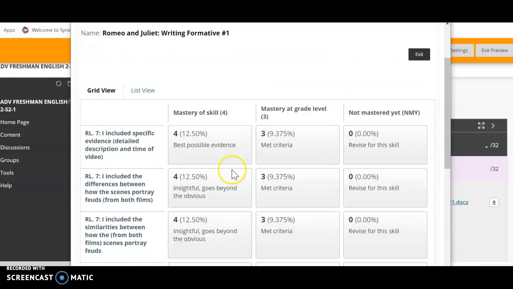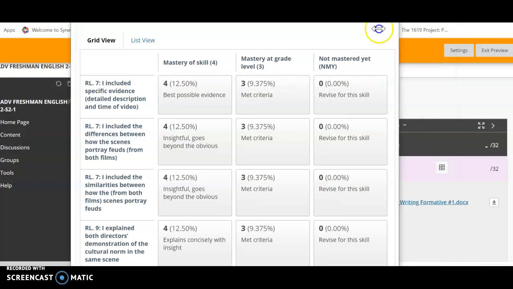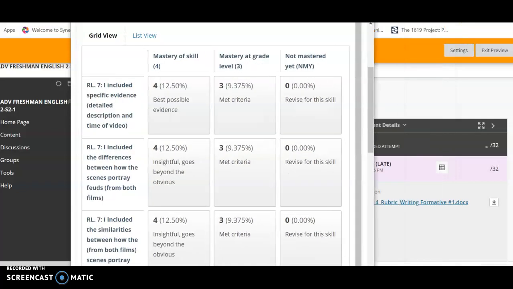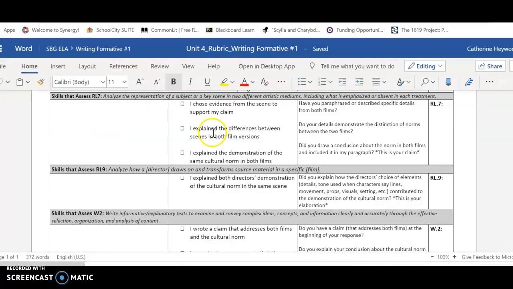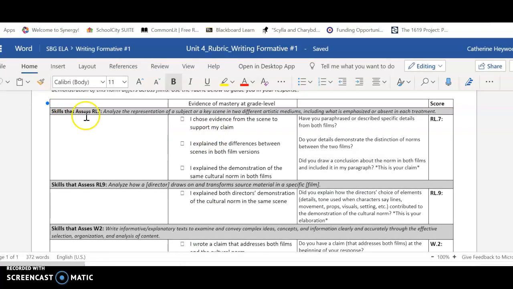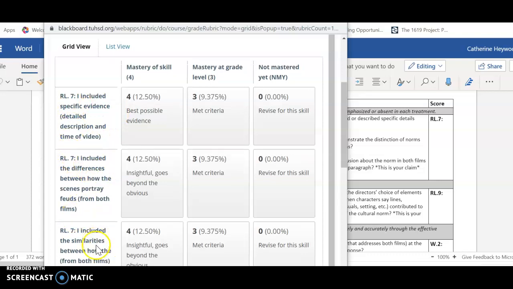This might look kind of complicated, but I promise you I did this for a reason to make it easier for you. If we put this side by side with the actual rubric, you'll see that each skill lines up. So see how this says RL7, and then you have these 3 skills. Chose evidence, explain the differences, explain demonstrations. So if you look on this rubric, it says RL7, included evidence, included differences, included similarities.